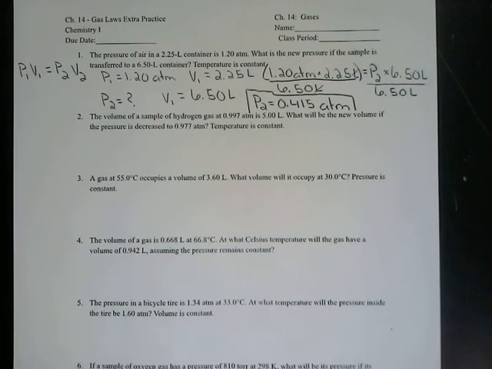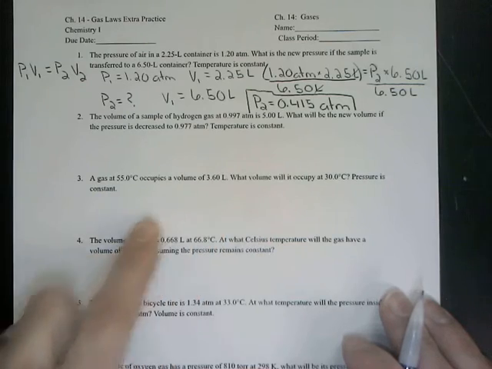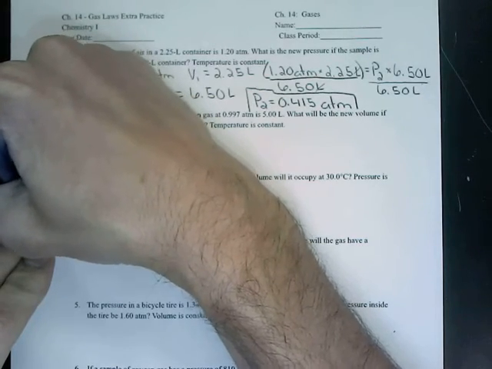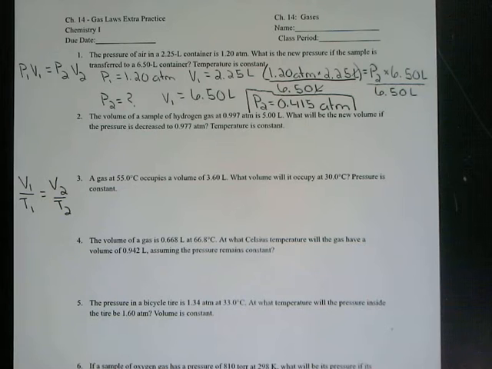So it says a gas at 55 degrees Celsius occupies a volume of 3.6 liters. We want to know what volume of gas will occupy at 30 degrees with pressure remaining constant. So again, what we need to think of is, what do we have? Well, we have temperature and we have volume. So our formula, I'm going to write this out to the side, if you remember from notes, is V1 divided by T1 equals V2 divided by T2.